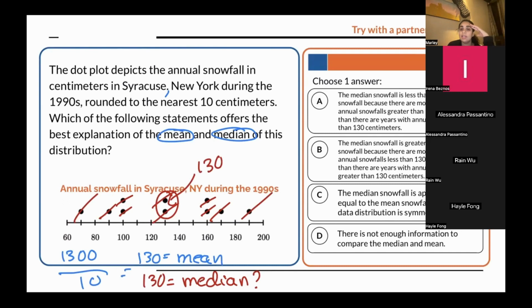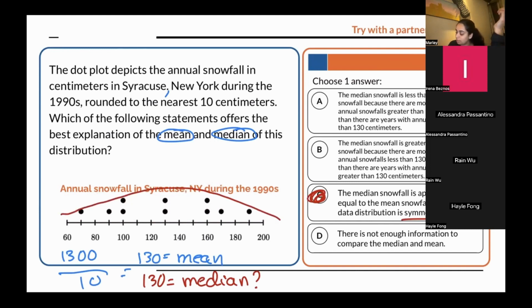So they're the same. And so the answer choice is the median snowfall is approximately equal to the mean snowfall because the data distribution is symmetrical. And we didn't even need to check if it's symmetrical, but if we wanted to, if the mean and median equal each other, it is symmetrical, but the way they canceled out was very elegant. This is 1, 2, 3, 4, 5, 6 spots away from the center. And this one is also 6 spots away. These are 4 away, 3 away, 4 away, 3 away. That's what it means by symmetrical.